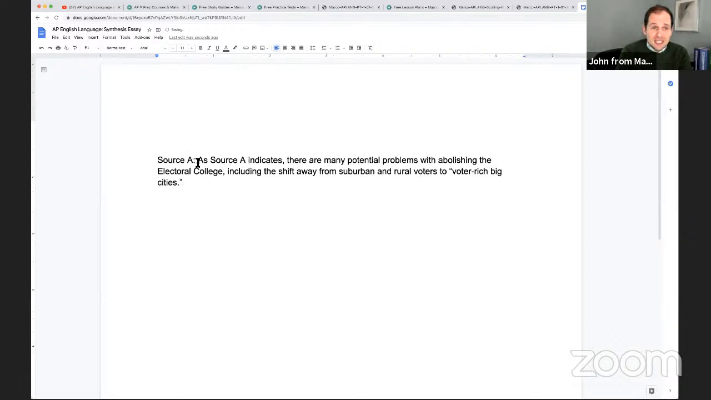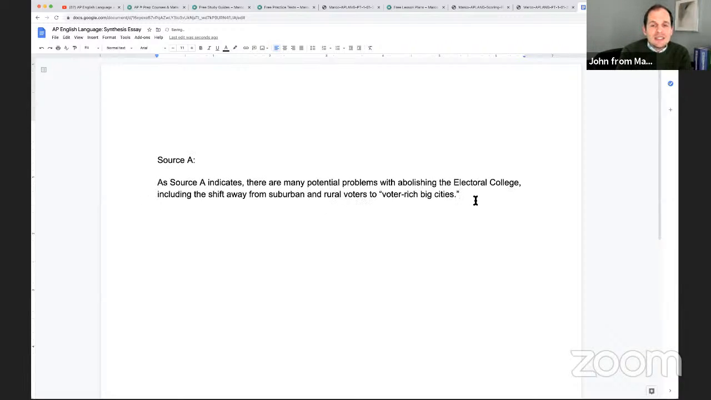So this sentence from source A is an effective sentence if I'm arguing for keeping the Electoral College. I could have a whole paragraph about all the problems that would create. Or if I'm developing a counter argument at some point, I have this available to me. I also, because the College Board software will let you copy and paste, can move this information around.